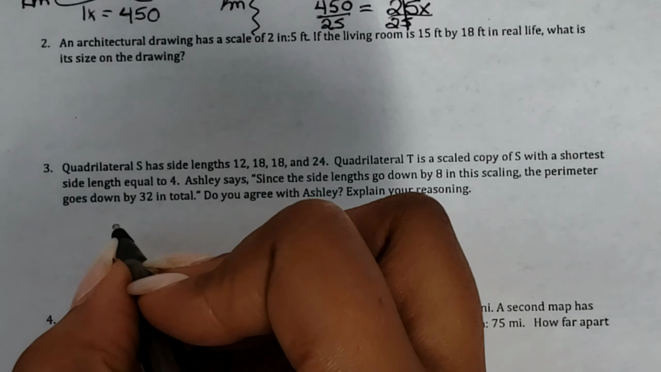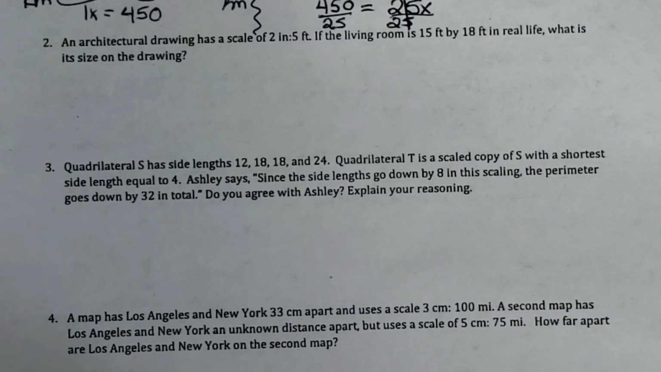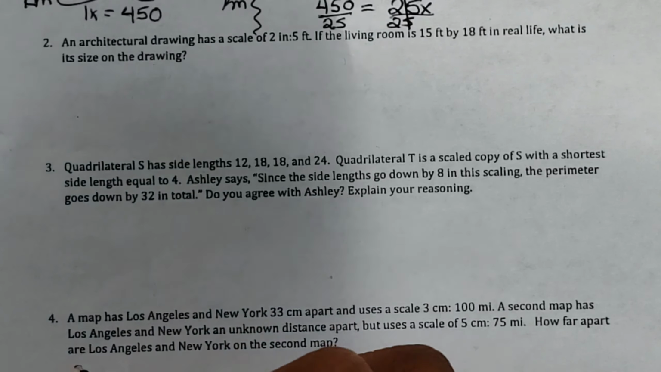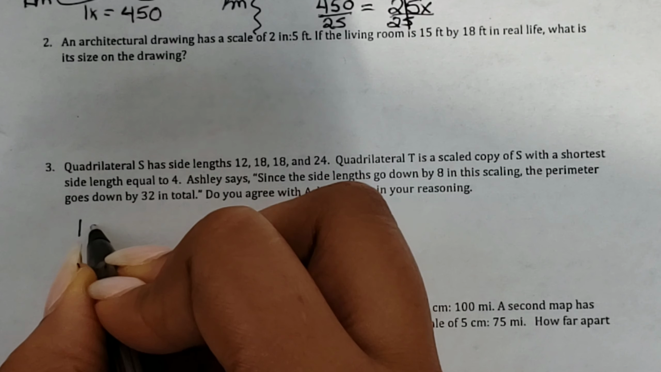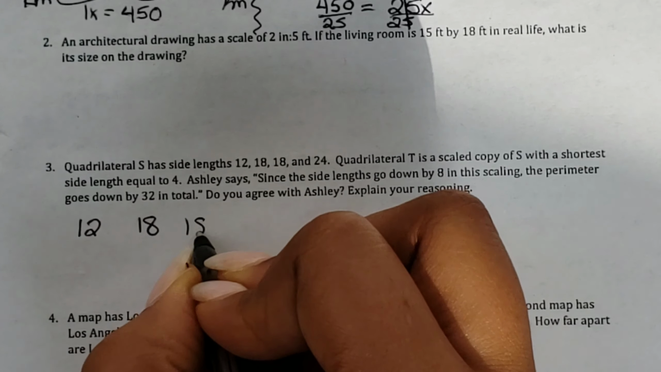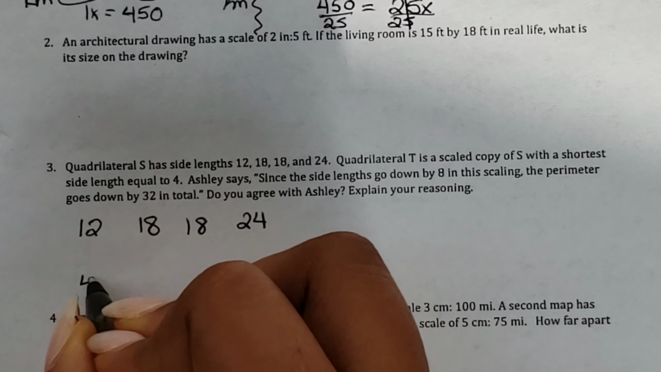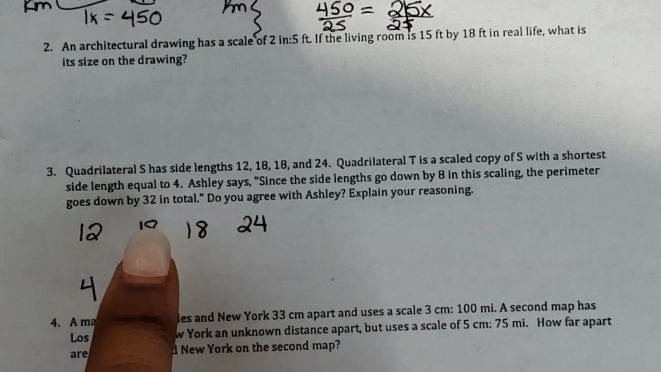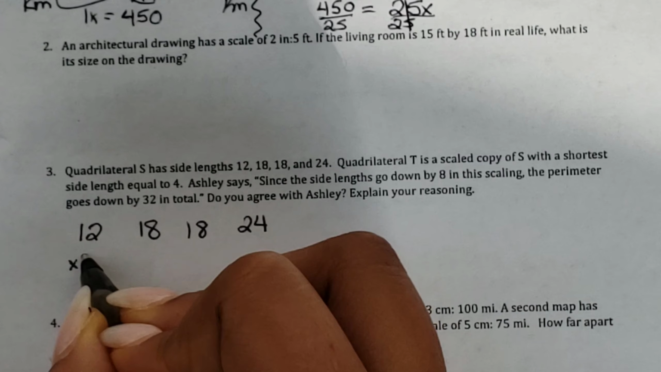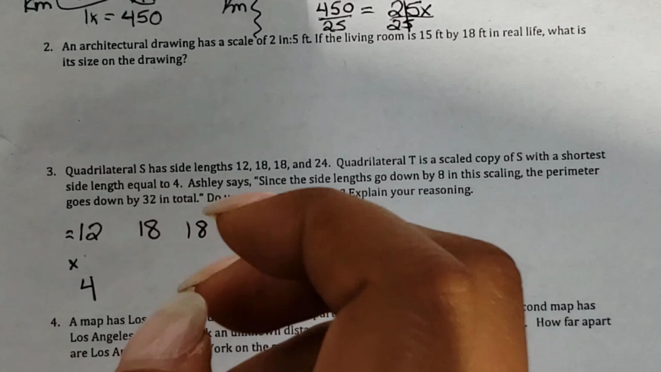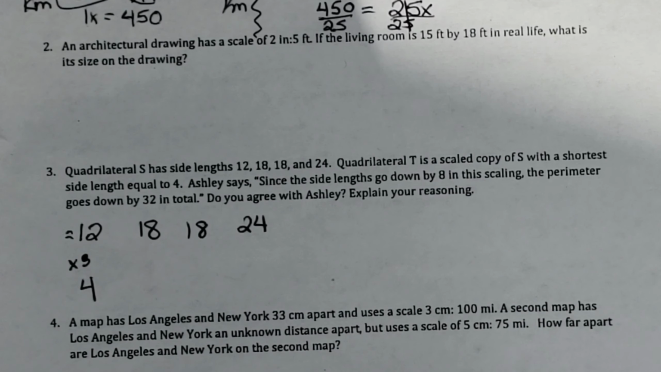All right, let's look at number 3. Quadrilateral S has side lengths 12, 18, 18, and 24. T is a scale copy of S with the shortest side length equal to 4. Okay, so first, whenever I have a problem like this, I want to write out all of my side lengths. Then I find the shortest one, which is 12. And I match that up with the 4 because it says it's equal to 4. So I think in my head, 4 times what is going to give me 12? 4 times 3 gives me 12.